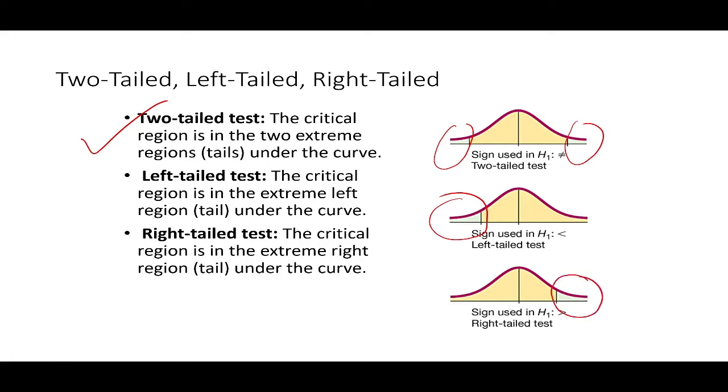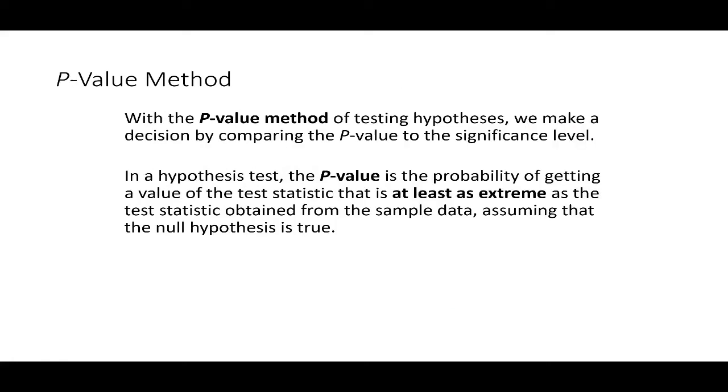And these are the symbols we use for the alternative hypothesis. H1 is not equal to some value, meaning it's a two-tail test. H1 is less than, that's a left-tail test. H1 is greater than, that is the right-tail test. Depending on what test we are using, we find the critical value.